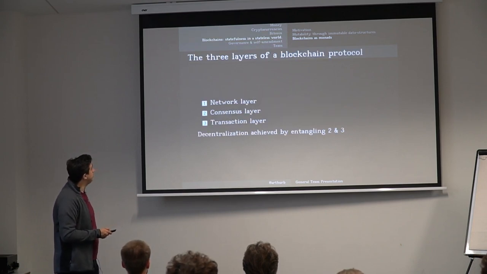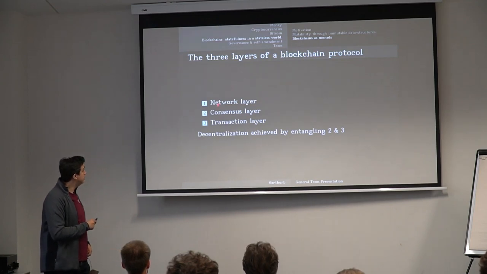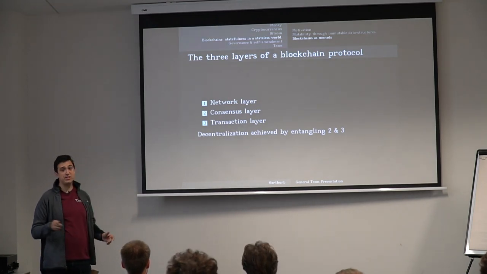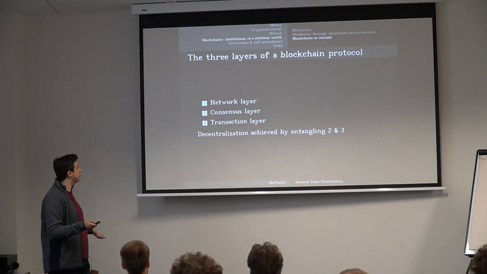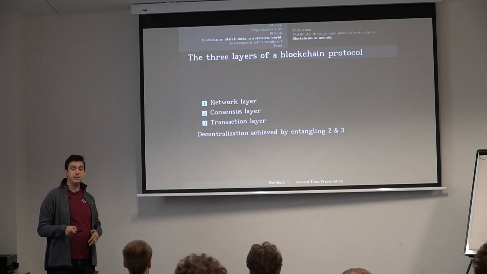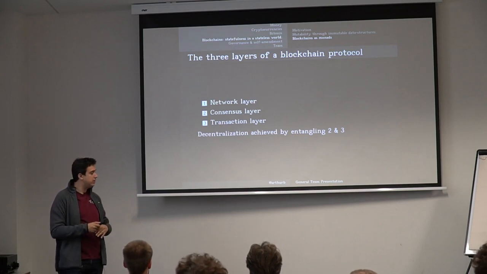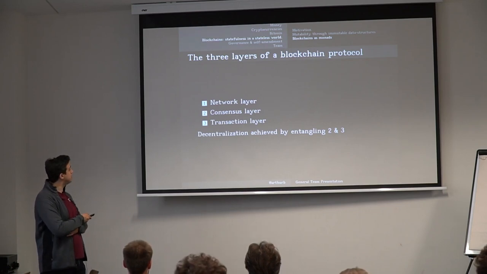In general, you can take a blockchain protocol and decompose it into three layers. One is the network layer, which is how do you communicate with the rest of the world? How do you exchange operations? How do you exchange blocks? It's this famous gossip network. But it doesn't have to be a gossip network. You could have direct lines. You could have many different network architectures in order to communicate.